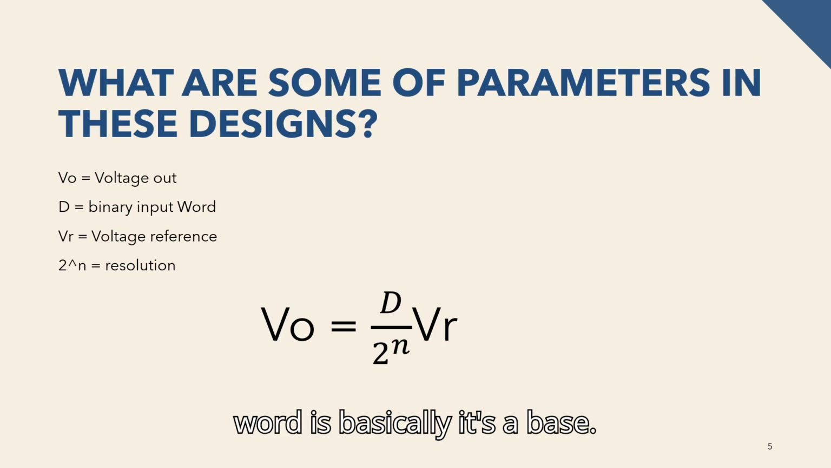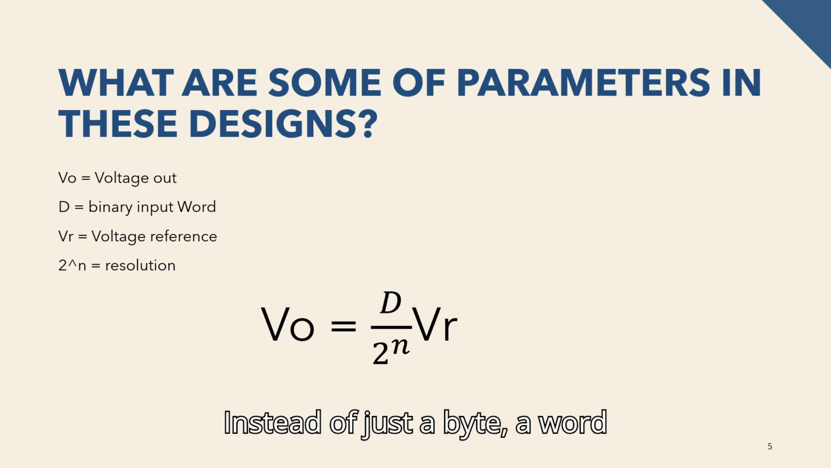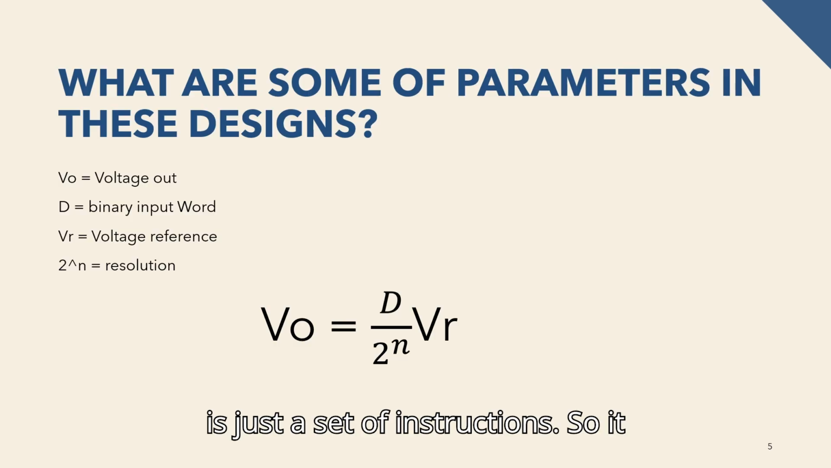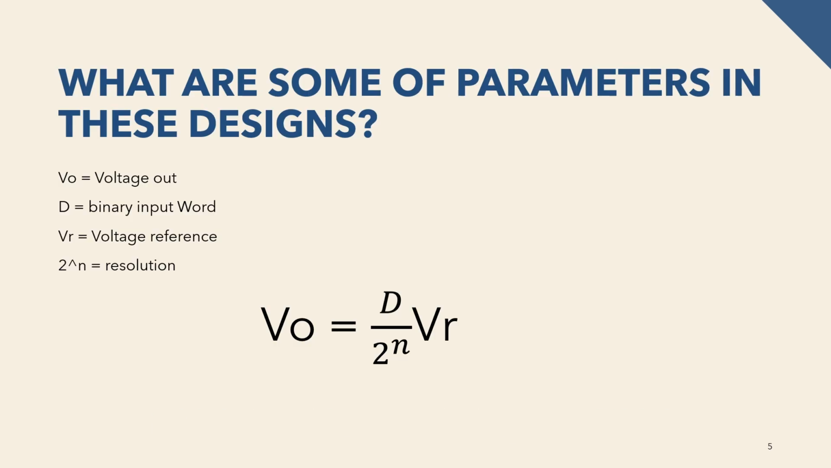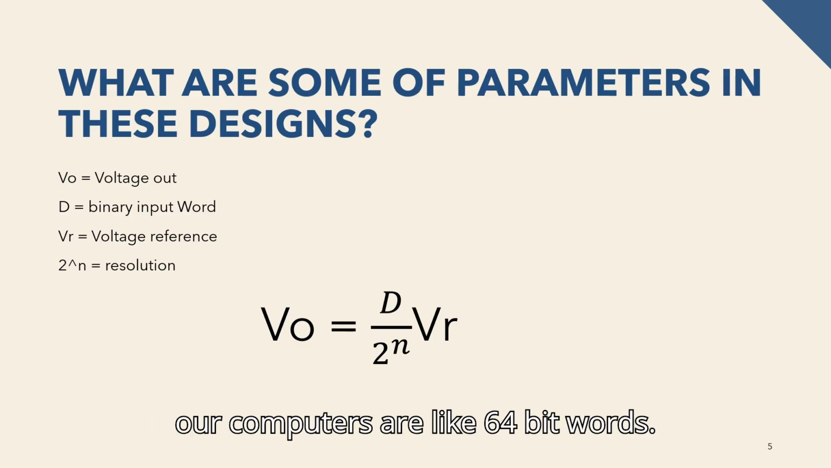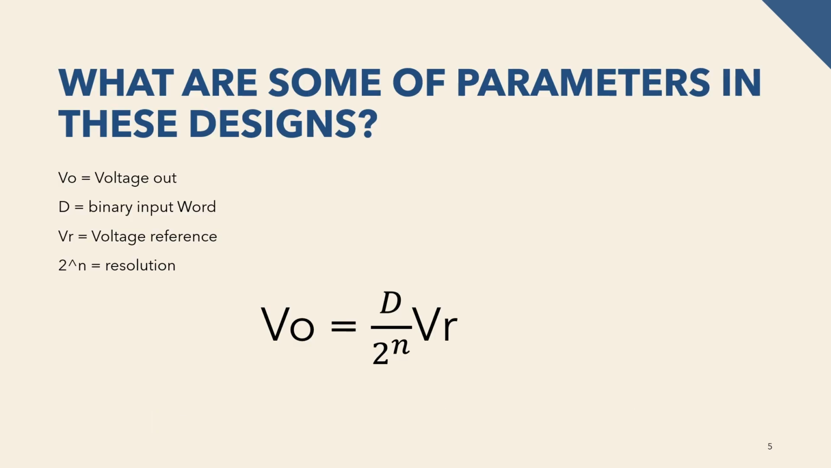The word is basically, instead of just a byte, a word is just a set of instructions. So it could be 8-bit, 12-bit, 16-bit, 13-bit. I think sometimes our computers are like 64-bit words coming in.